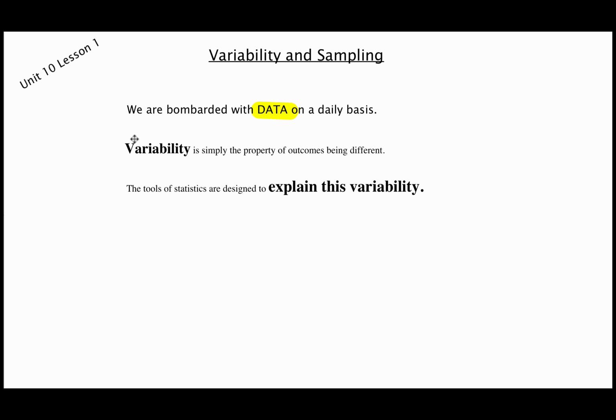Today, the first tool we have to understand is variability. Simply, when we collect data, there's going to be variability in it. In other words, it's not always going to be the same number. Why is that? We have a whole bunch of different tools that will explain why we have variability.